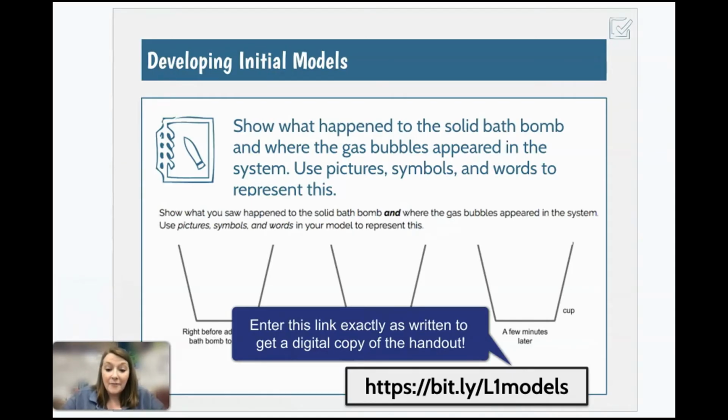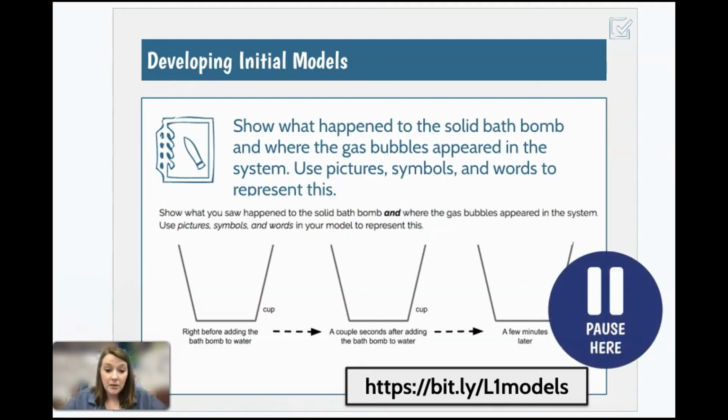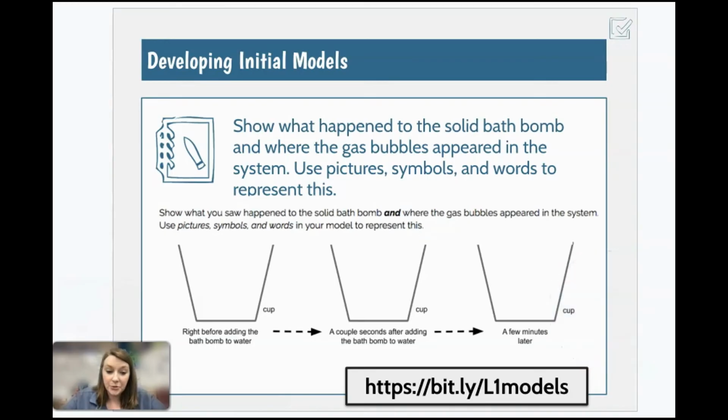A couple seconds after adding the bath bomb to water. What happened? What was in the system then? And a few minutes later, so after it had a little bit of time to fizz. What happened then? If you don't have access to a printer or don't have this handout, please just draw the little cup diagrams and you can still represent your thinking that way. Please pause this video for as long as you need to add your thinking, and then when you're ready, click play, and we'll add a little more detail to it.